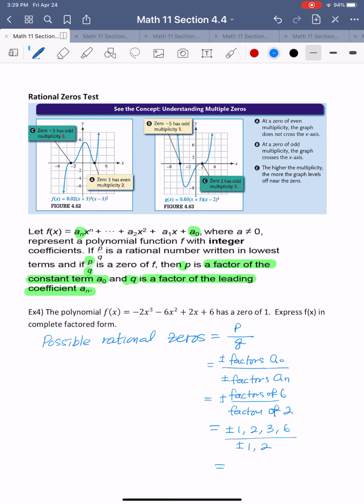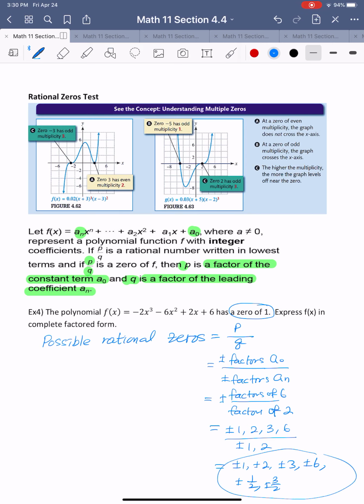If you put out the possible rational zeros, you need to put them as a ratio, okay? So you get 1 over 1, 2 over 1, 3 over 1, and 6 over 1, or 1 over 2, 2 over 2, same as 1, 3 over 2, 6 over 2, same as 3. So you get plus or minus 1, 2, 3, 6, and 1/2 and 3 over 2. So these are the possible rational zeros. But this problem says already that 1 is a zero, right? So whatever zeros you find from this polynomial will be one of those, if they are rational.